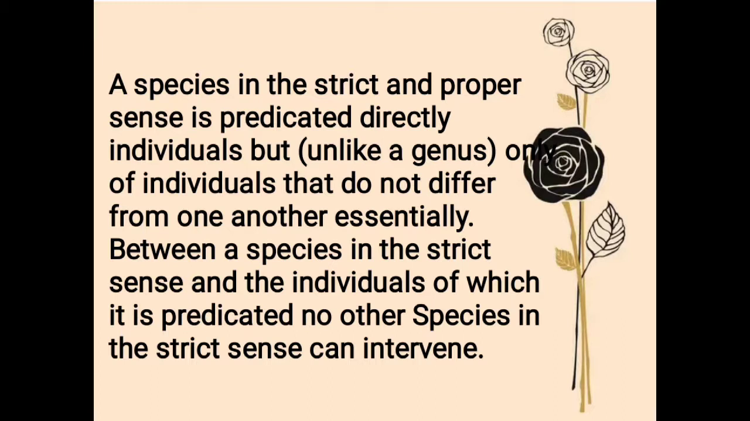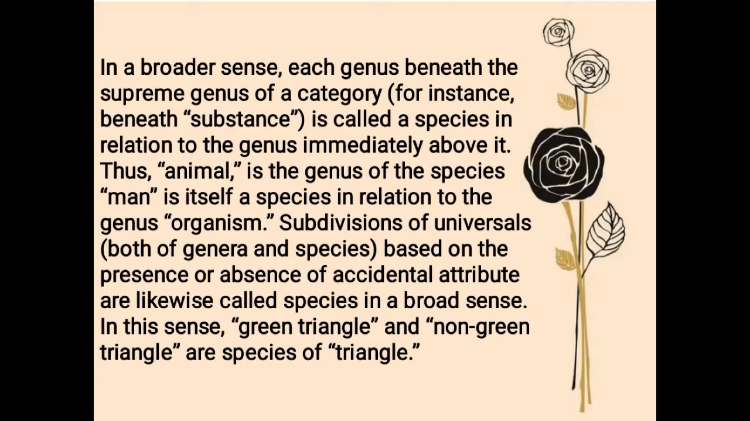So, unlike the genus, a species is predicated only of individuals that do not differ from one another essentially. Between a species in the strict sense and the individuals of which it is predicated, no other species in the strict sense can intervene. In a broader sense, each genus beneath the supreme genus of a category, for instance beneath substance, is what we call a species in relation to the genus immediately above it. Thus, animal, the genus of the species called man, is itself a species in relation to the genus we call organism.